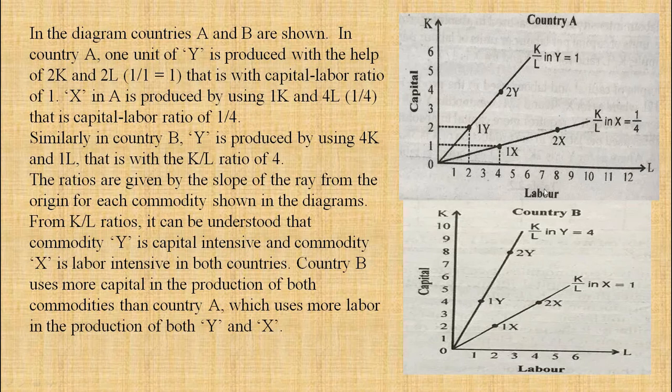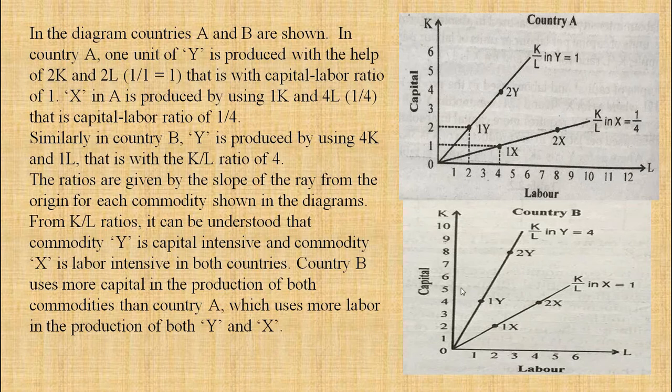Here, along the x-axis we are measuring labor, and here we are measuring capital. Y is produced with the help of 2K and 2L, that is, with the capital-labor ratio of 1. X in country A is produced by using 1K and 4L, that is, a capital-labor ratio of 1 by 4.